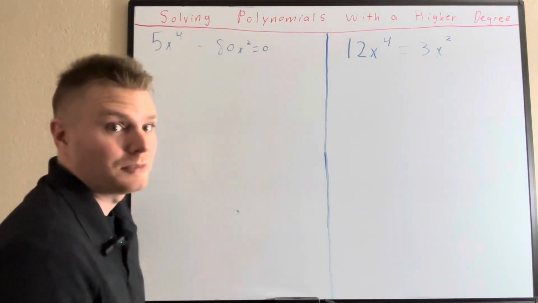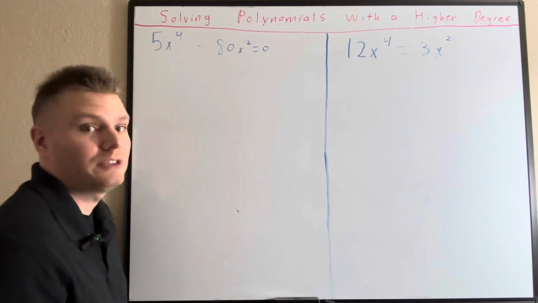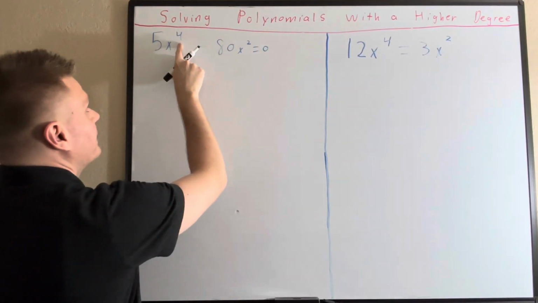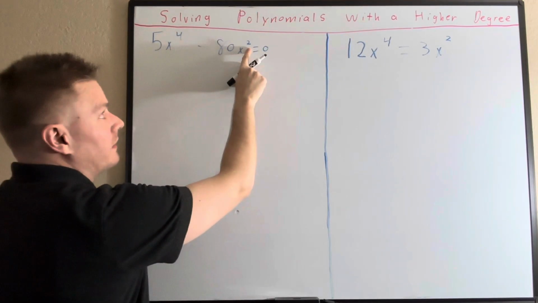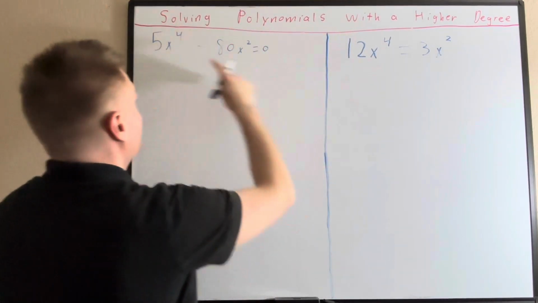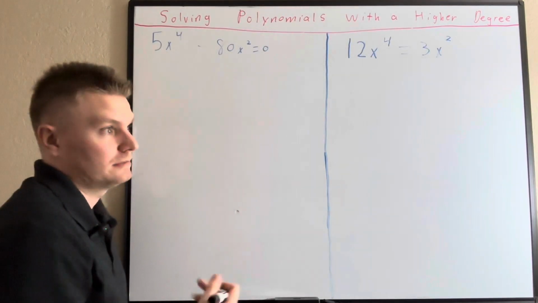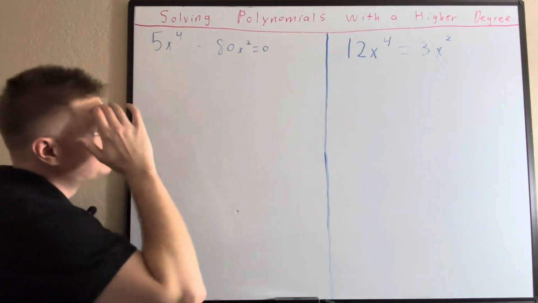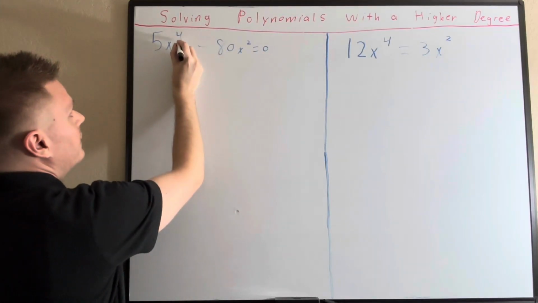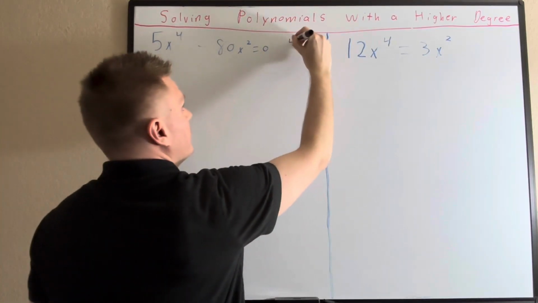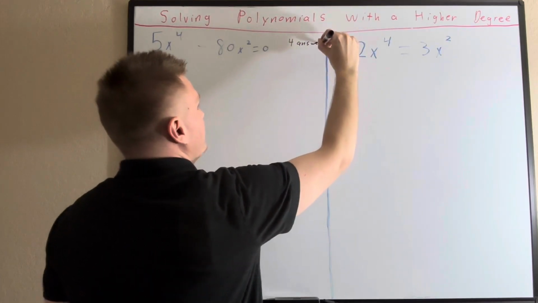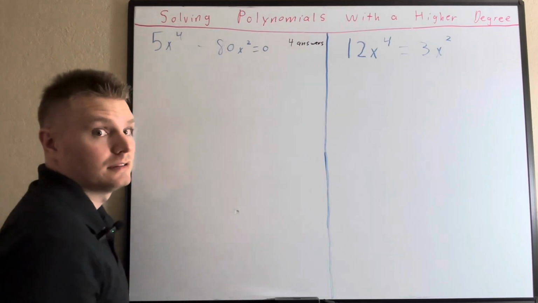All right, in this video, I'm going to go over solving polynomials with a higher degree, because you're not always going to get x squared or whatever variable squared. Sometimes it's going to be to the fourth power, to the third power, maybe even higher. The thing to keep in mind is that whatever the highest power is, that's how many answers you should expect. You should get 4 answers from solving both of these equations.